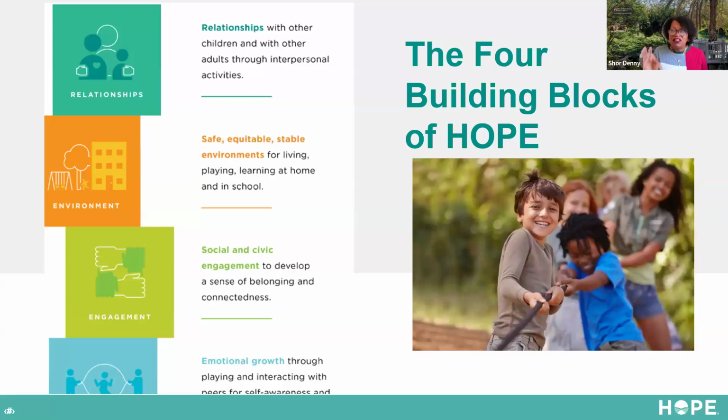Hope is broken into 4 blocks, right? 4 different lanes. One is relationships, and how do we build that positive relationship with ourselves, with our mates, our families, our youth, that environment. How do I make my environment safe and hopeful? How do I make my engagement? And also, how does that impact my emotional growth? And how do I bring emotional growth into all that I'm doing?